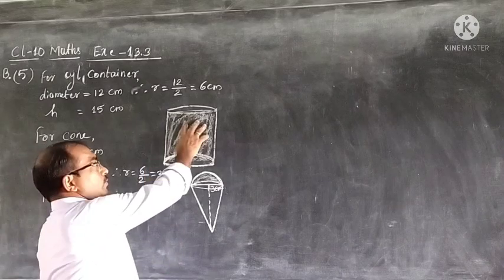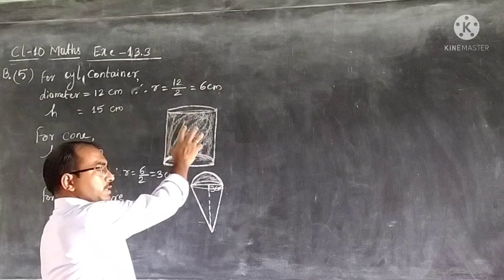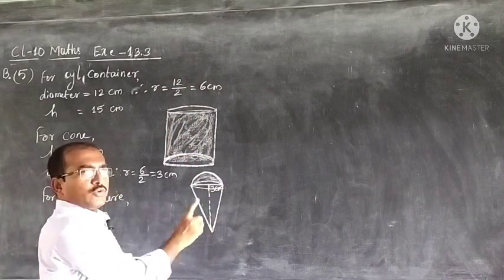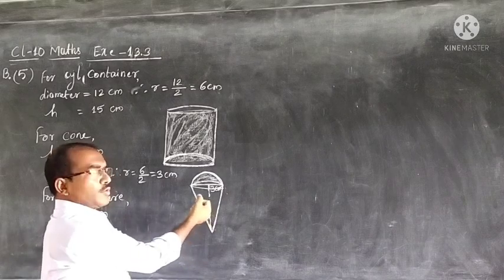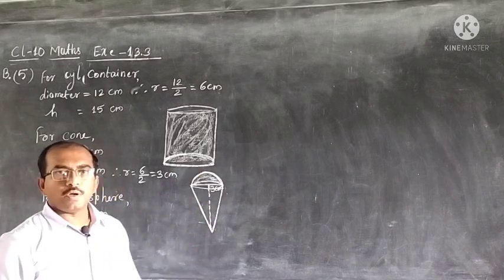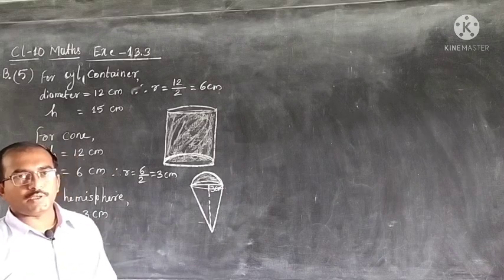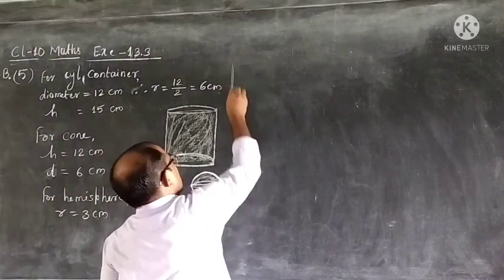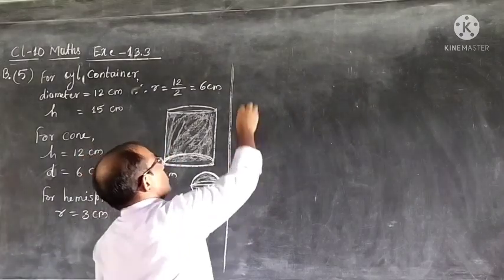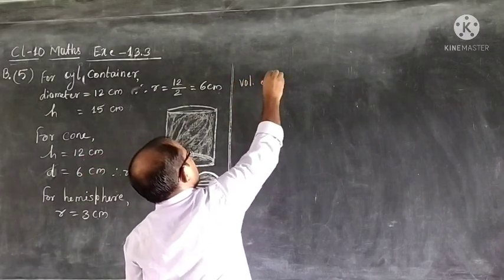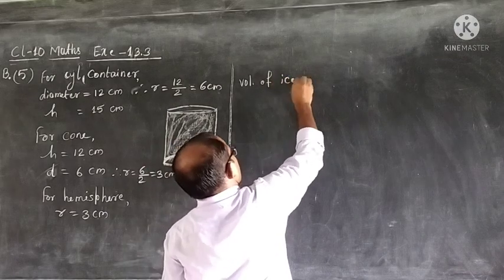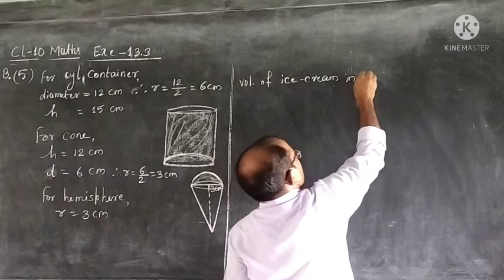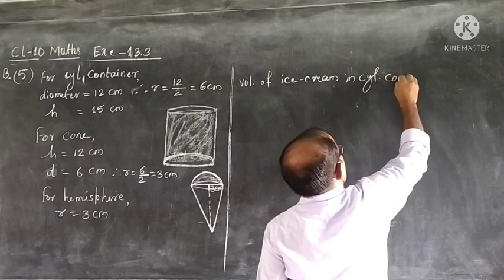but we will find the volume of ice cream in the cylindrical container. Then we will calculate the volume of ice cream in one cone with hemispherical top and divide. We will find the number of cones, how many can be filled. So, let us start that. We can do part by part. We first go for volume of ice cream in cylindrical container.